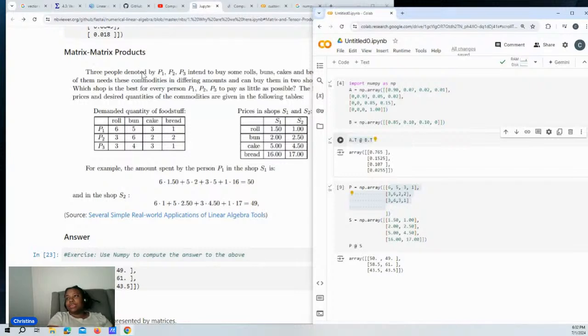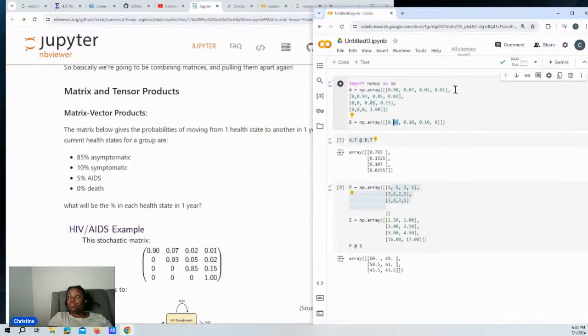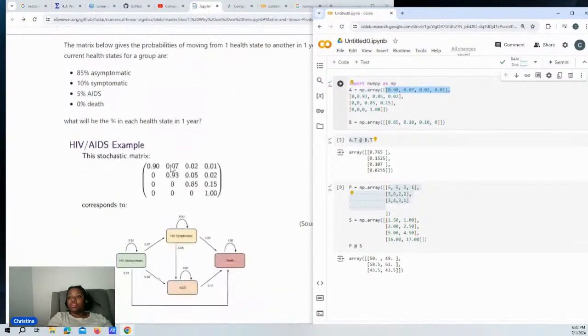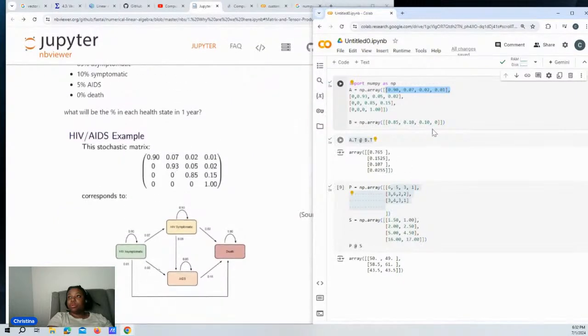Okay, so this one had 1, 2, 3, 4, and this had 4. But here we changed that, but they're even, so. And multiplied. This was asymptomatic, and this was the row for asymptomatic. So you wanted 85 times the row for the asymptomatic row. So this one needed to be multiplied by that one, this one by that one, this one by that one, and this one by that one.